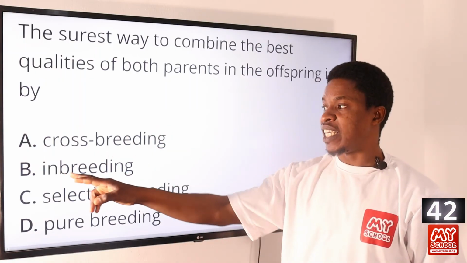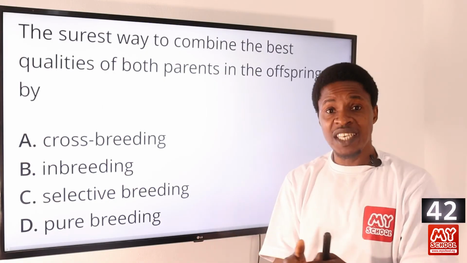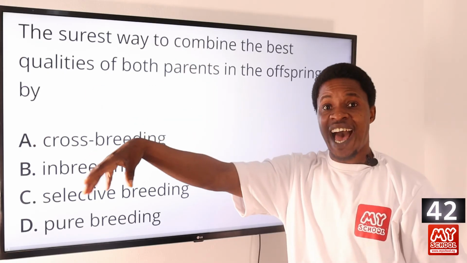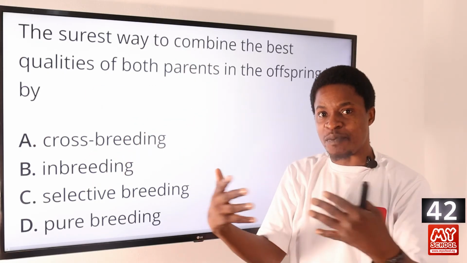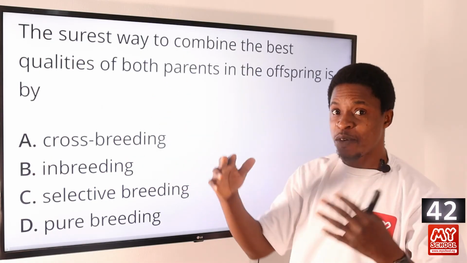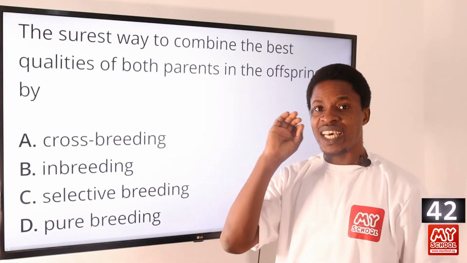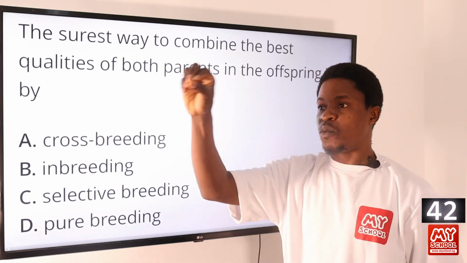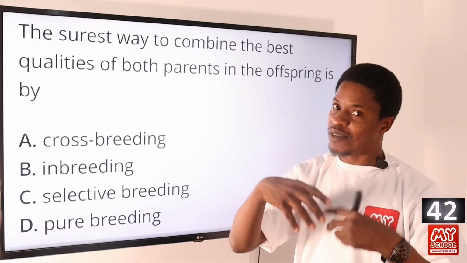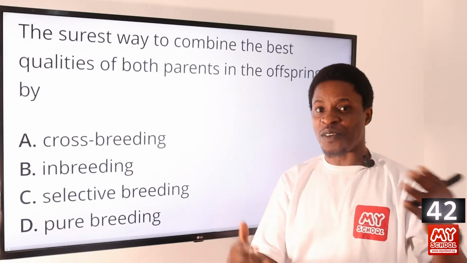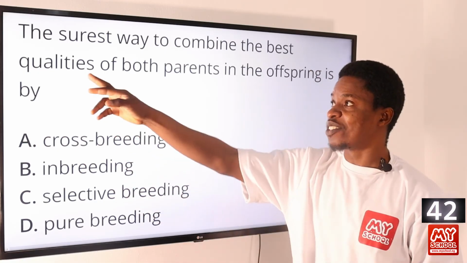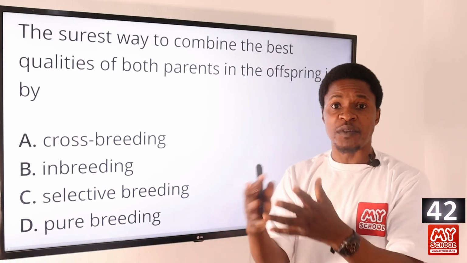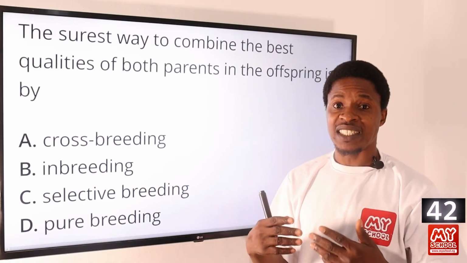That's crossbreeding. If it is inbreeding, you bring the same species together. Okay, this species has these features, this other species has the same feature that this one has. Okay, if you breed them together, will it give us the qualities of both parents? Option C, selective breeding. Humans or scientists can choose. Okay, I choose this animal with this animal. Even if I don't know the traits, I don't know the characteristics of them, let me just choose this one and choose. Is it a sure way of getting qualities of both parents? And then D, pure breeding. Pure breeding, they are the same species. Okay, you bring them together. Will that give us the surest way?